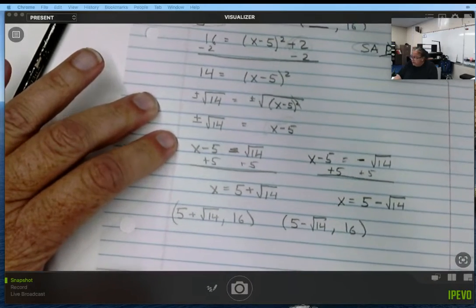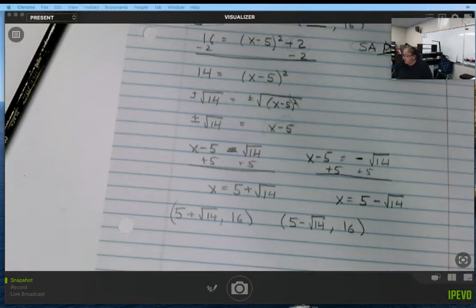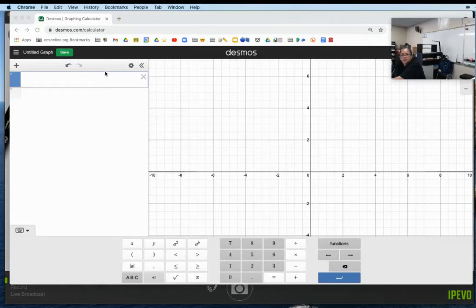That's certainly not going to help me when it comes time for graphing. So what we can do here is use our Desmos calculator. I'm going to put in 5 plus root 14. But before I do, I usually think for a minute.